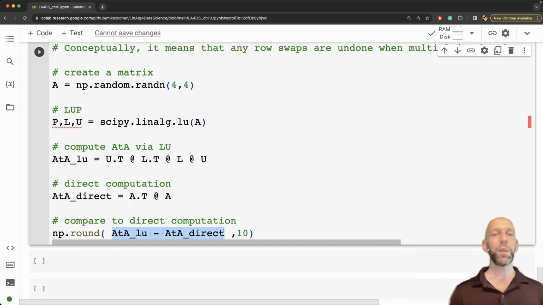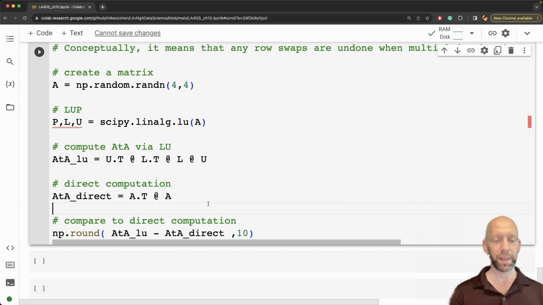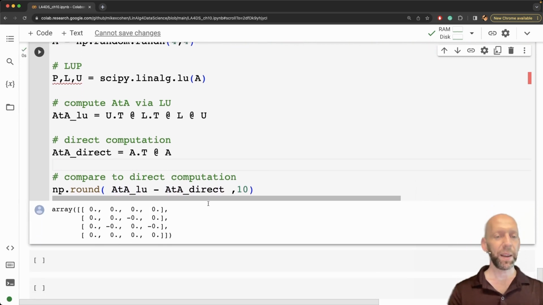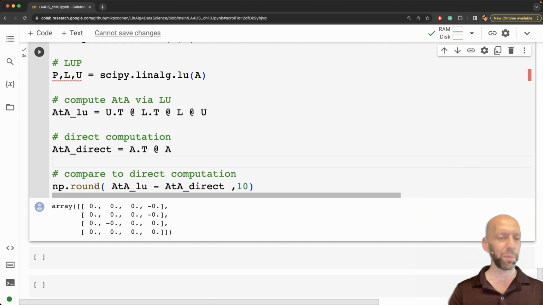So if we don't need the permutation matrix, then we should find that the difference between these two matrices is 0. And that's indeed what we do find over and over and over again. And here I'm rounding to 10 numbers after the decimal point, just so we don't have to look at these tiny rounding errors all the time.